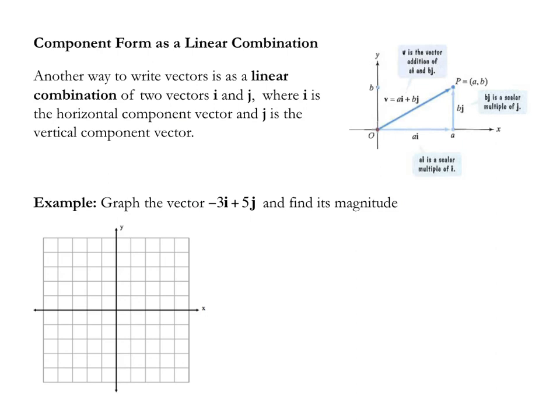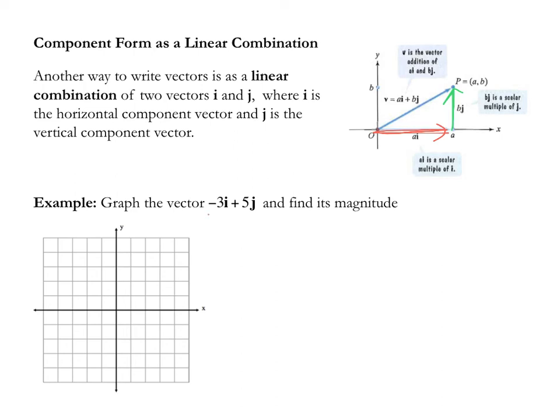Alright, so here is another way to write vectors. This is called the linear combination of 2 vectors, because what this is actually doing is breaking it down into 2 separate vectors. So you have an i vector and a j vector, where i is the horizontal component and j is the vertical component. So this is how I was getting you to think about it when it is in the bracket form, but this is literally separating it into the 2 separate ones.